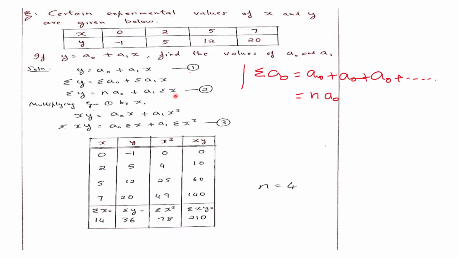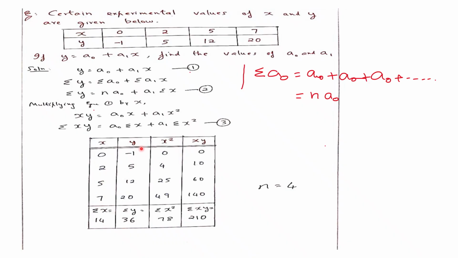Now the same given table we have written in vertical form, and our aim is to find from this table sigma x, then sigma y, then sigma xy, then sigma x square. These four things we will find from this table. What is given are the x and y values: x is 0, 2, 5, 7, and y is minus 1, 5, 12 and 20. Next you add all these, 0 plus 2 plus 5 plus 7. You call it sigma x. You get 14.